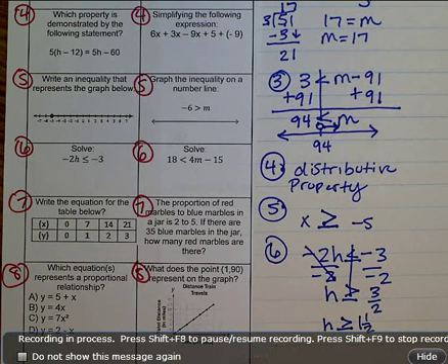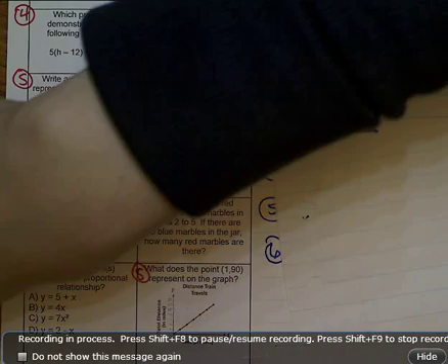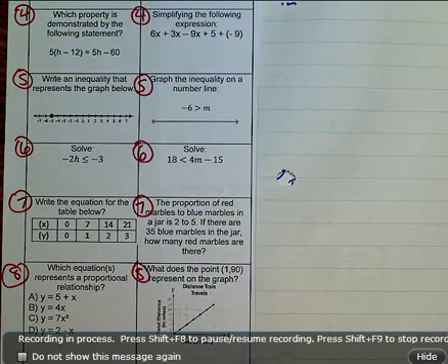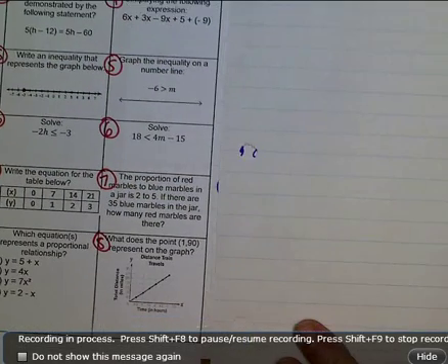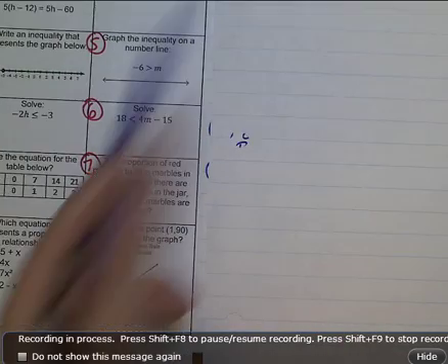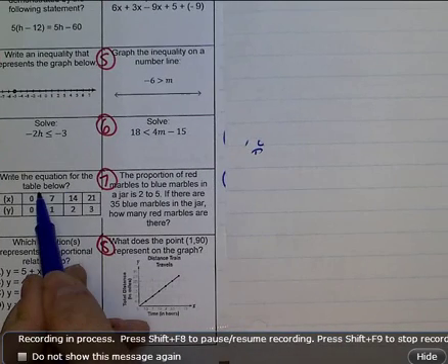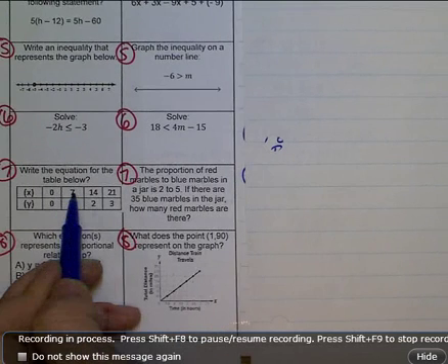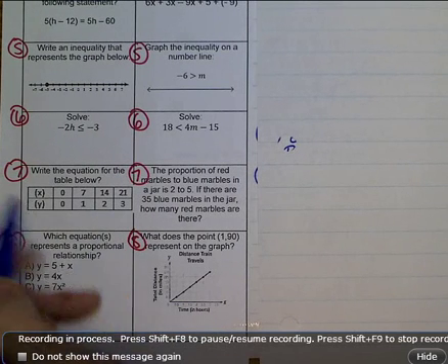Number 7. Number 7 says write the equation for the table below. So first we need to find our constant of proportionality. So our formula we would use for number 7.